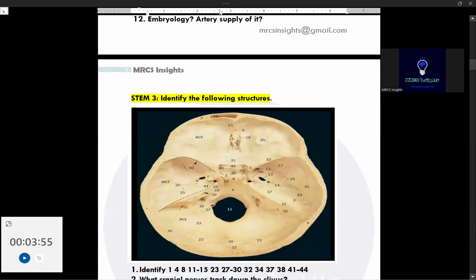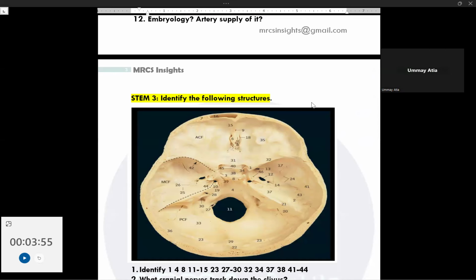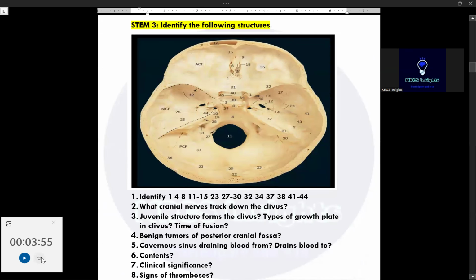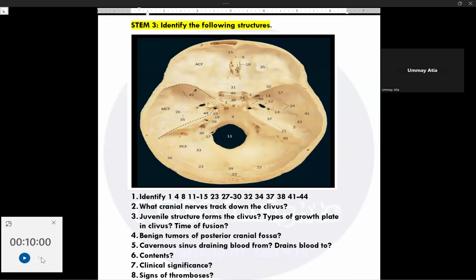Okay, Dr. Umme Atia, how are you? Hello, ma'am. I'm fine. How are you? Yes, I'm fine too. Alhamdulillah. So can you see the screen properly? Yes. Okay. So let's start. This will be your station. Let me start the timer for you.